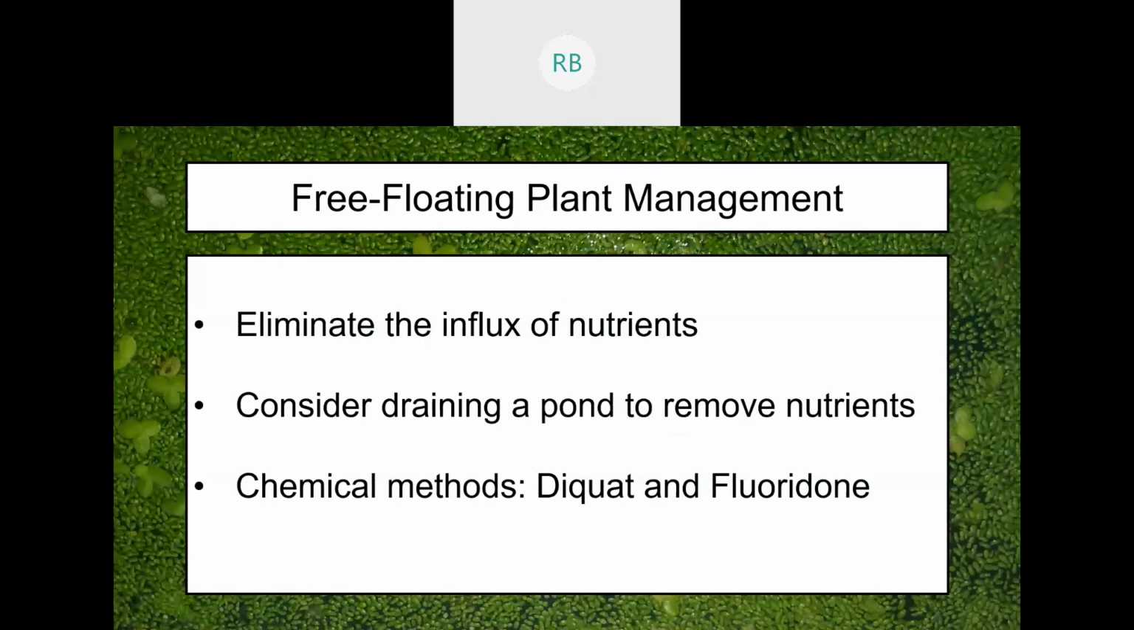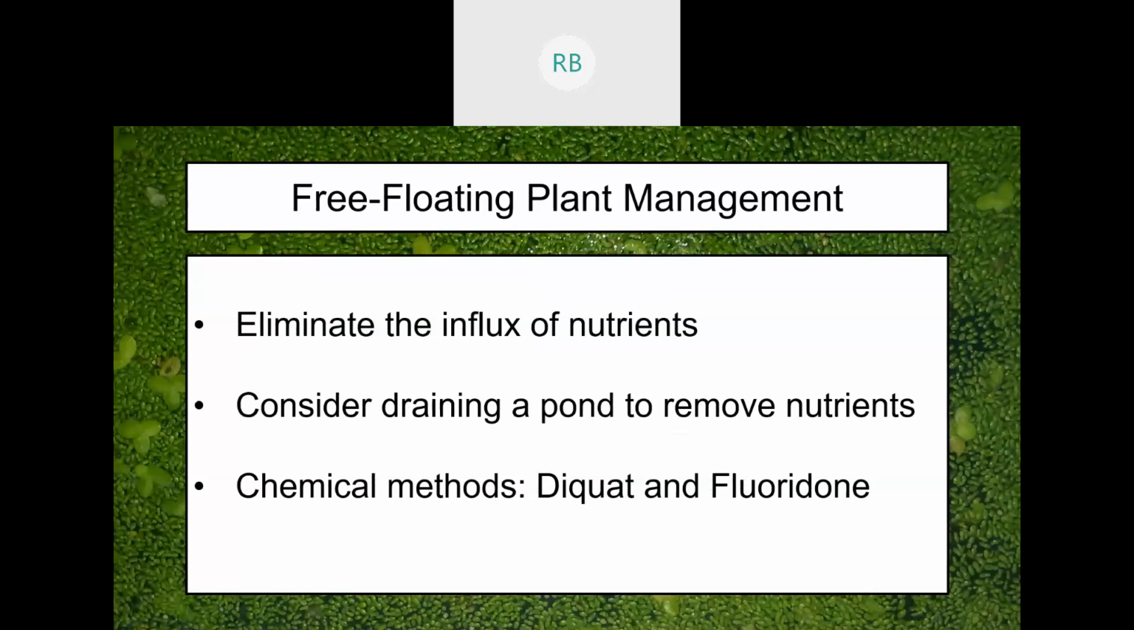So how are we going to try to manage these species? Well, first we want to eliminate the influx of nutrients coming into our pond. There's that runoff subject again, and we're going to talk about that some more. You may want to consider draining a pond if the nutrient content is so high that you get continuous redevelopment of duckweed, watermeal, and other plants.